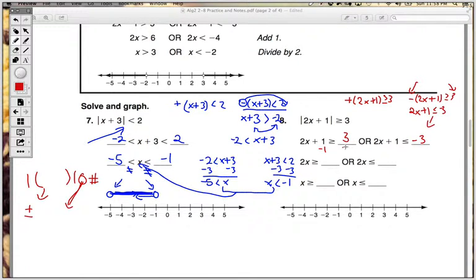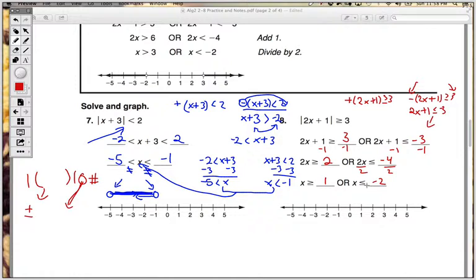So we subtract 1 from both sides and we would get 2, and then 2x is greater than or equal to 2, or x is greater than or equal to 1. No big deal. We subtract 1, subtract 1. 2x is less than or equal to negative 4, divided by 2 on each side, and you get x is less than or equal to negative 2.